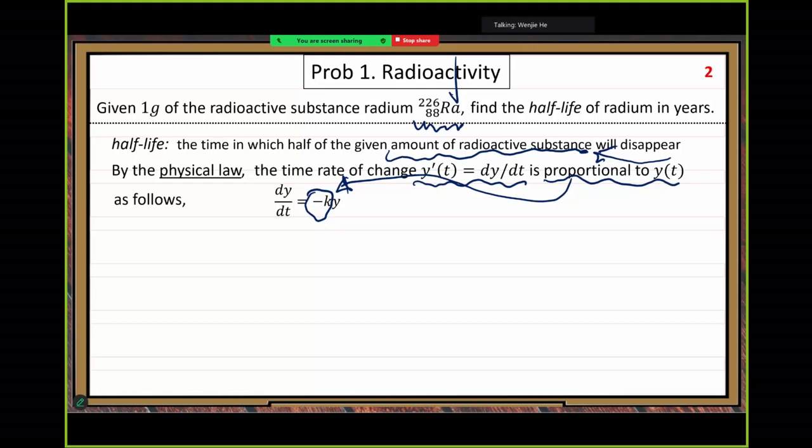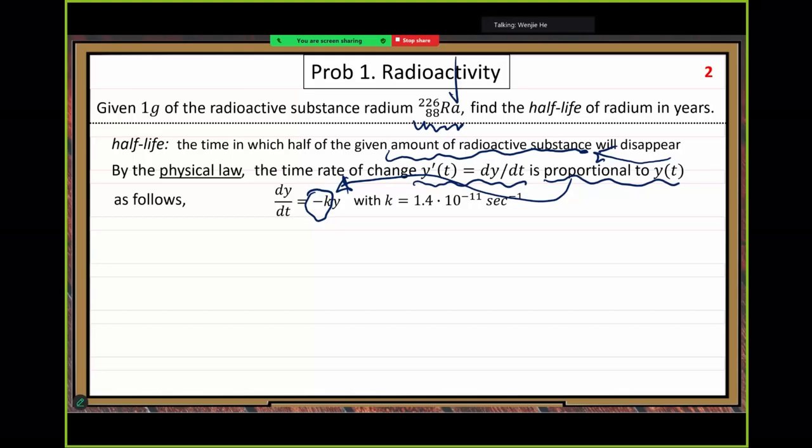K should be a positive number. So negative positive constant K times y function. That's our equation. And K should be given. K, that's the hidden constant. That should be given related to the isotope radium-226. Here, K is given.